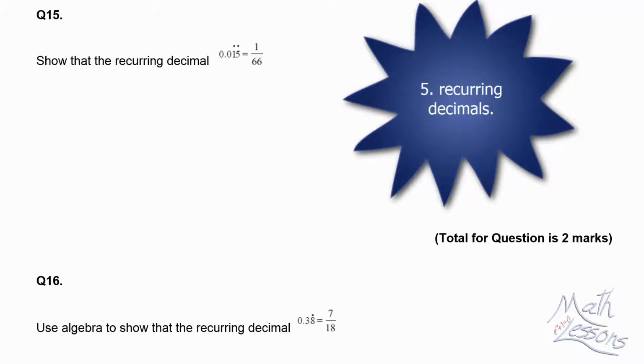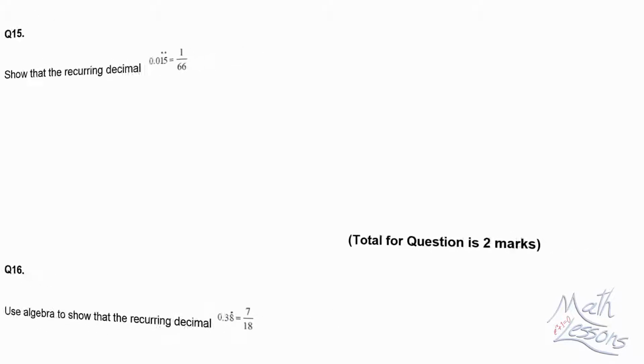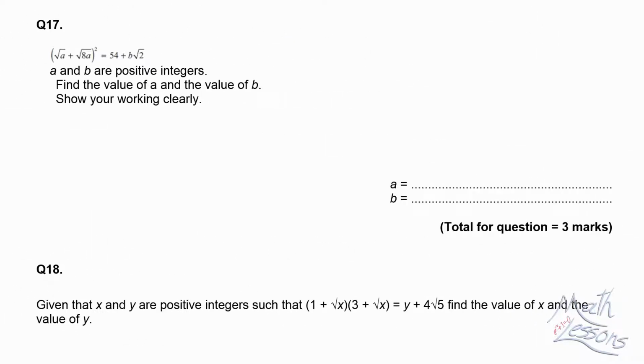Remember, you've got to be multiplying by 10, 100 or 1000 and then subtracting and then dividing to do your recurring decimals questions. Surds, definitely going to be making an appearance.